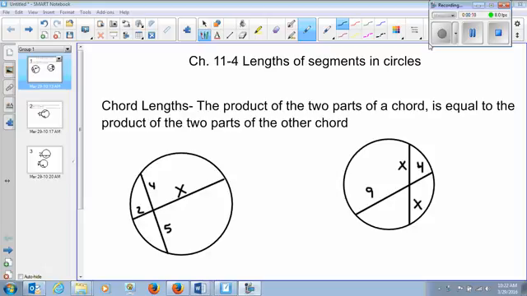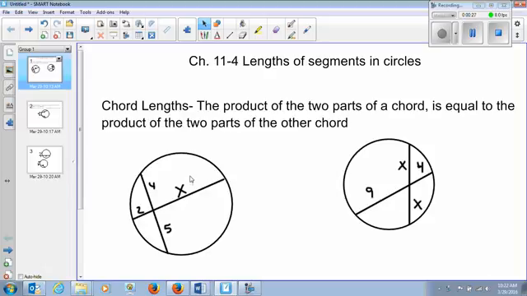So far we've dealt with the angle measurements in circles, but now we're going to be learning about how to find some segment measurements when it applies to circles. We're going to look at chord lengths. So chords are the lines that are inside of the circle. They go from one side to the other.